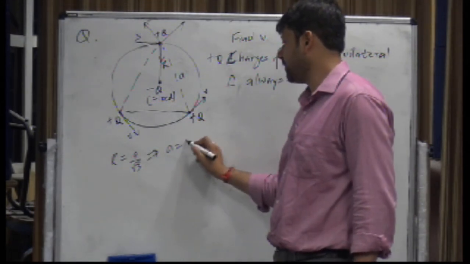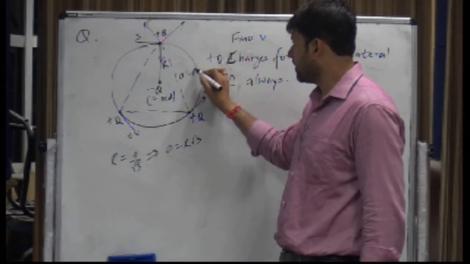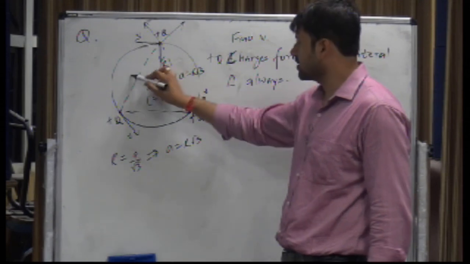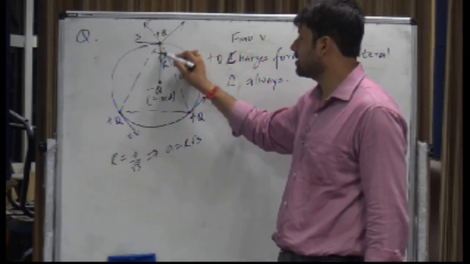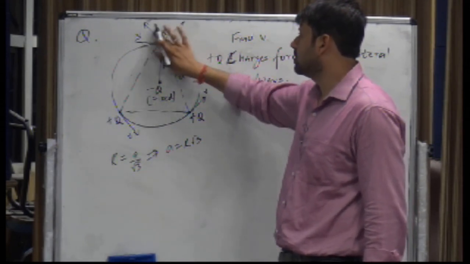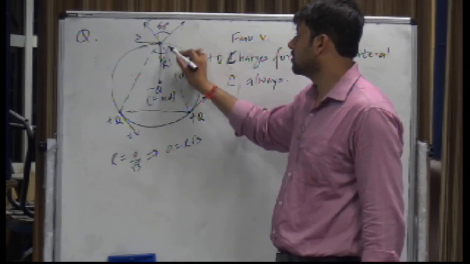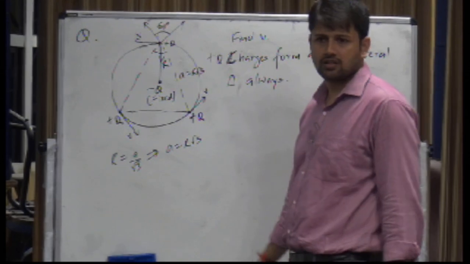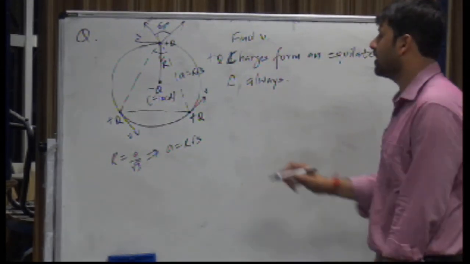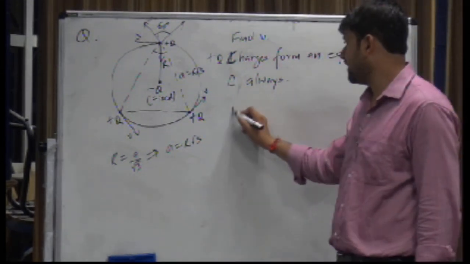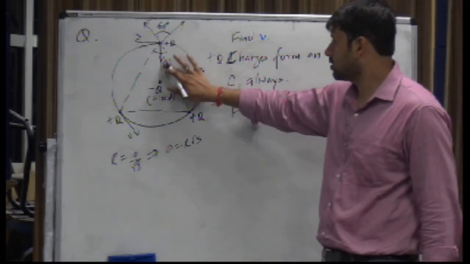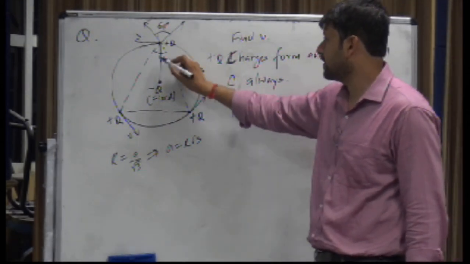So A would be R root 3. This would be R root 3. Even this. The angle here is 60. So between these two forces, the angle would also be 60. Right? So let's try to find the force. Yeah, first let's find the attractive force.